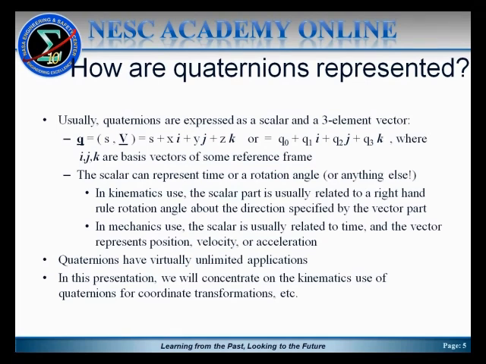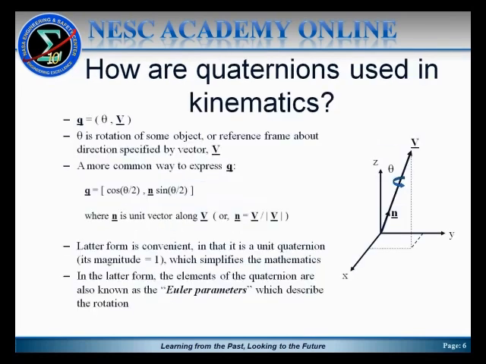In this presentation, however, we will concentrate on the kinematics use of quaternions for things that we would normally use in flight mechanics arenas, such as coordinate transformations, or describing the orientation of one frame relative to another, or an object relative to some frame. And again, how specifically are quaternions used in kinematics? As shown in the top bullet on this slide, the quaternion Q is represented as a scalar part theta and a vector V. And theta in this notation would be the rotation of some object or reference frame as a right-hand rule rotation about the vector specified by V.